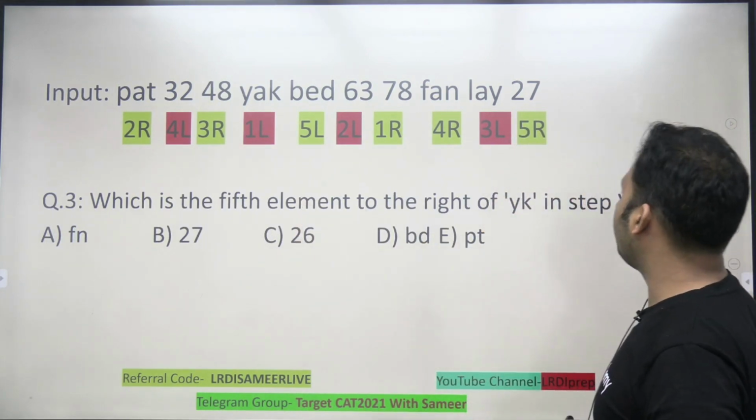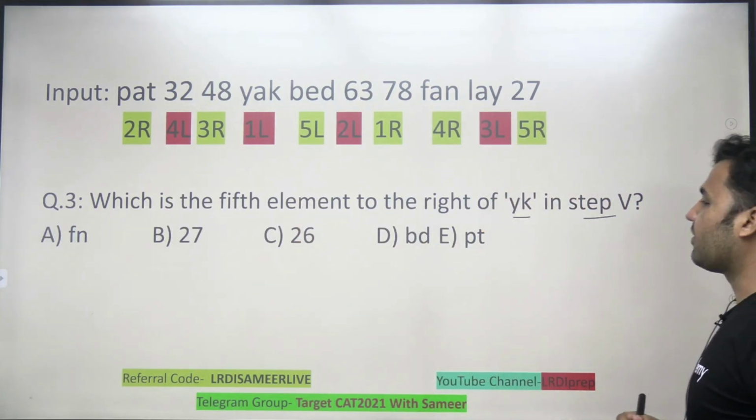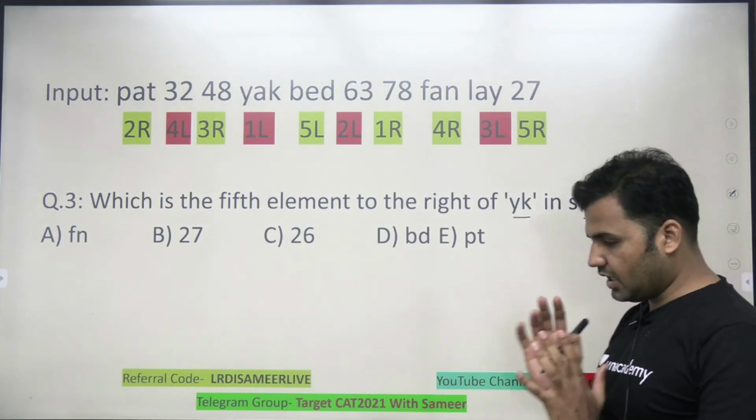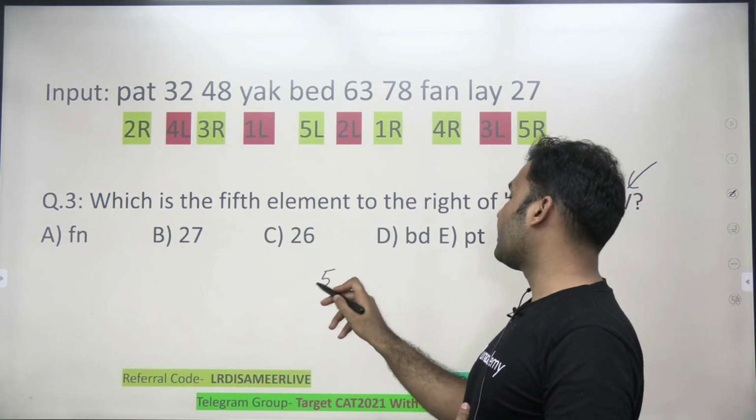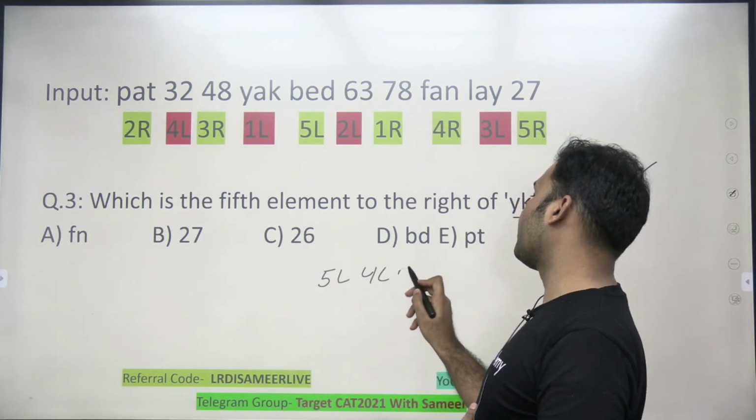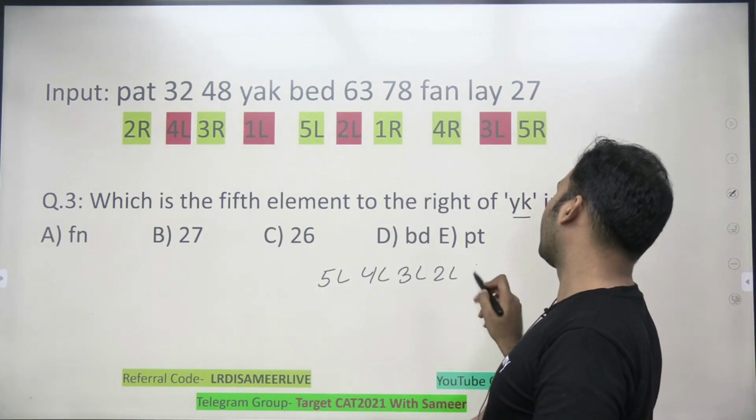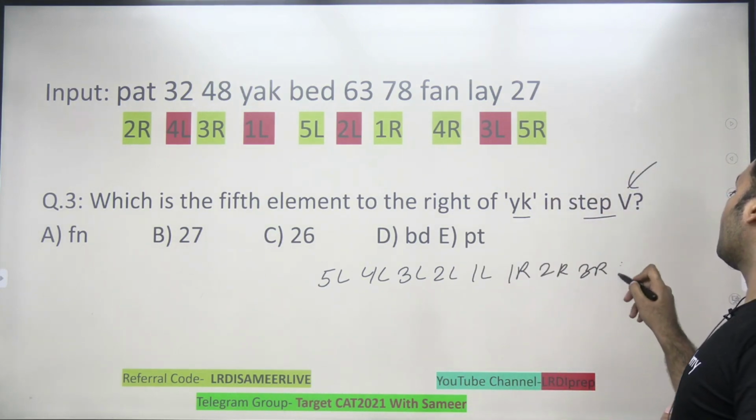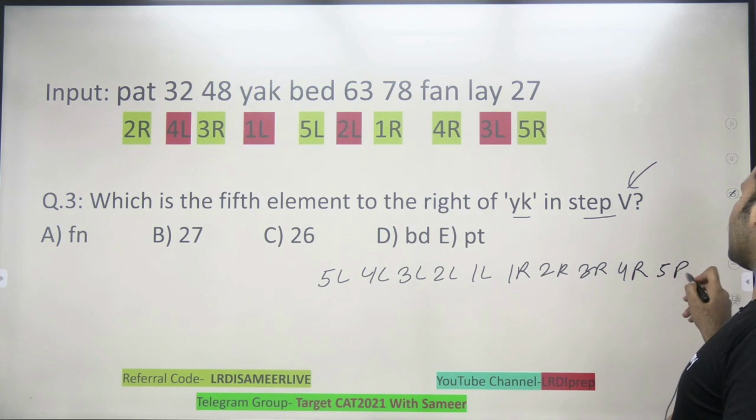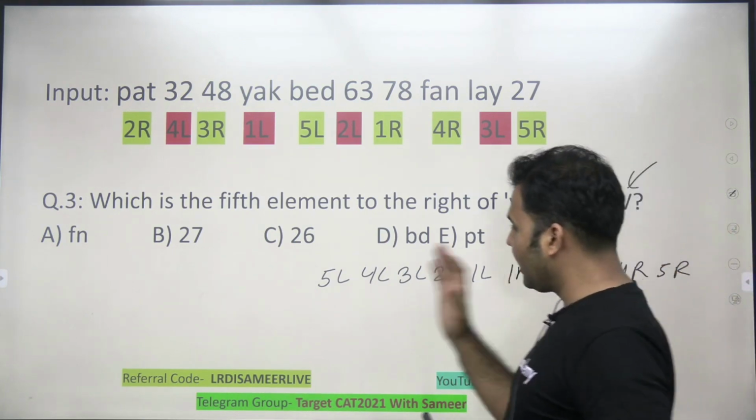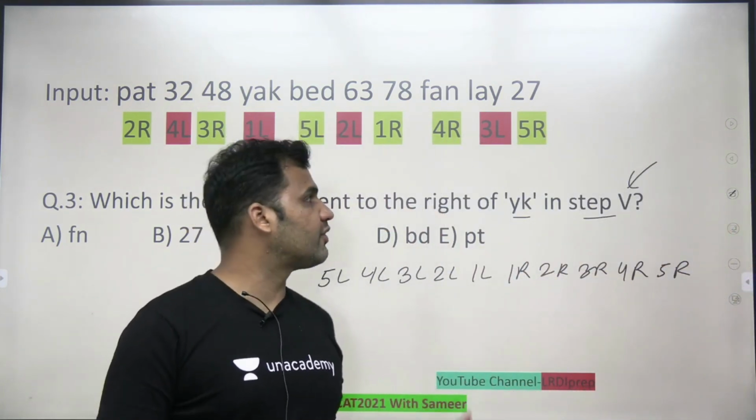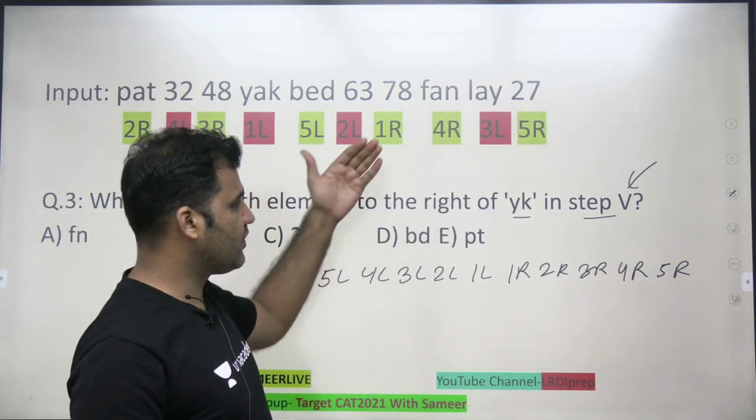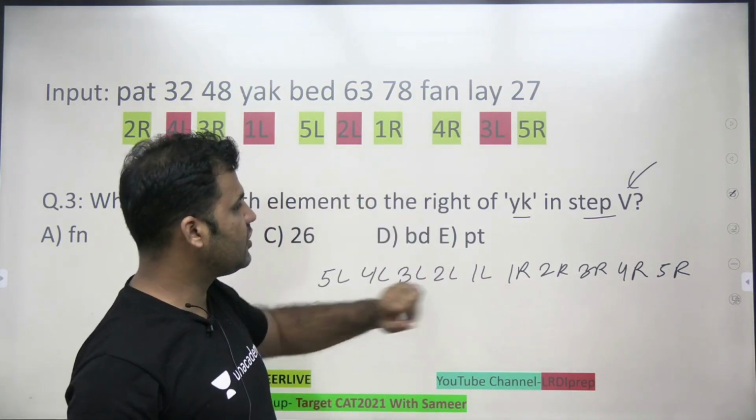Which is the fifth element to the right of YK in step 5? Now, look at this question. This is talking about step 5. When I reach step 5, I'll have the elements positioned as 5L, 4L, 3L, 2L, 1L, 1R, 2R, 3R. This is something that you can do mentally, because this is how the elements are being arranged, and this is something that you need to observe from the initial directions, where the steps are mentioned.